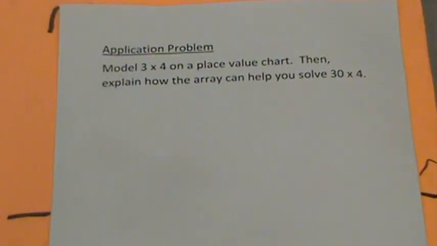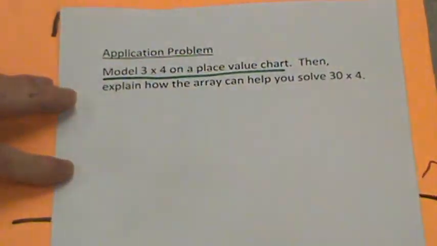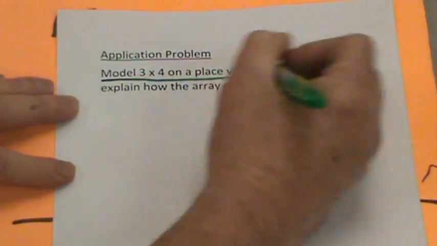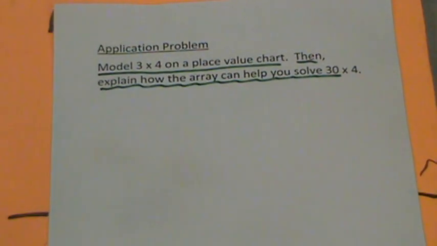Let's go on over here to our application problem. So turn your page over. And our application problem says, model 3 times 4 in a place value chart. We did some of this yesterday. Then explain how the array can help you solve 30 times 4. Well, we're going to use the place value chart to help us solve 30 times 4 as well.